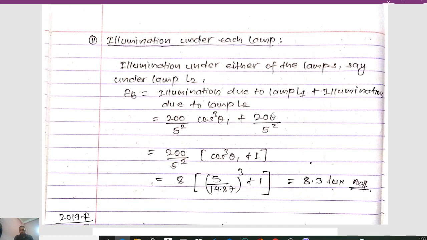here we have EB equal to illumination due to lamp L1 plus illumination due to lamp L2. So we'll have candle power upon height 5 square into cos cube theta 1 plus 200 upon 5 square. So on calculating theta 1, cos cube theta 1 will be 5 upon 14.87 to the power cube plus 1. So on solving, we'll get here 8.3 lux.